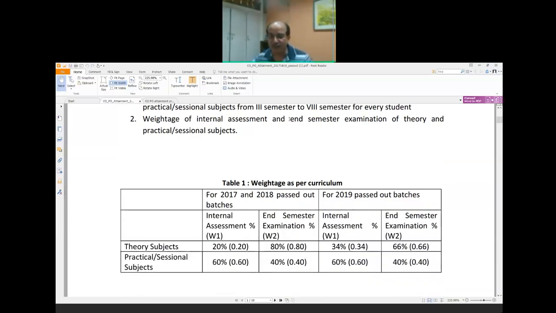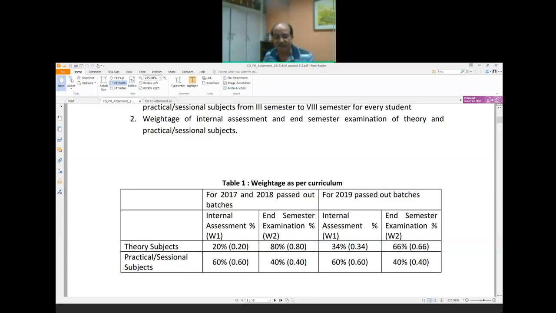While we define our curricula, we have to see how exactly this is defined. Let's say these are some of the weightages as per the curriculum defined by one of the institutes. What I wanted to drive you at is this is what we call continuous improvement. For the 17-18 pass out batches, internal assessment for theory subjects was 20% and end semester was 80%. And for the practicals, 60% and 40%.